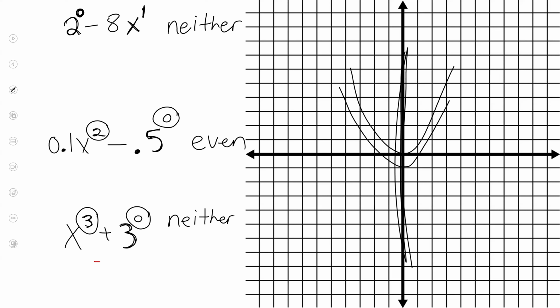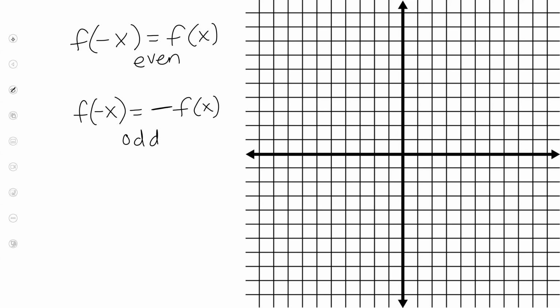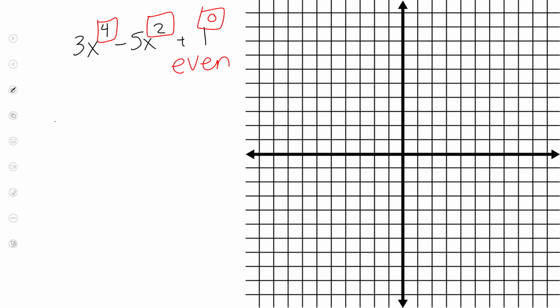Let's try to do the other examples and do the same trick. Okay, so we have 3x to the 4th power minus 5x squared plus 1. Guys, what exponent do I put on a constant? 0. Are the exponents all even? So this is even. Next one, I have 2x minus 5x cubed. Guys, what exponent do we put on x's? A 1. Are they both odd? So this is odd.